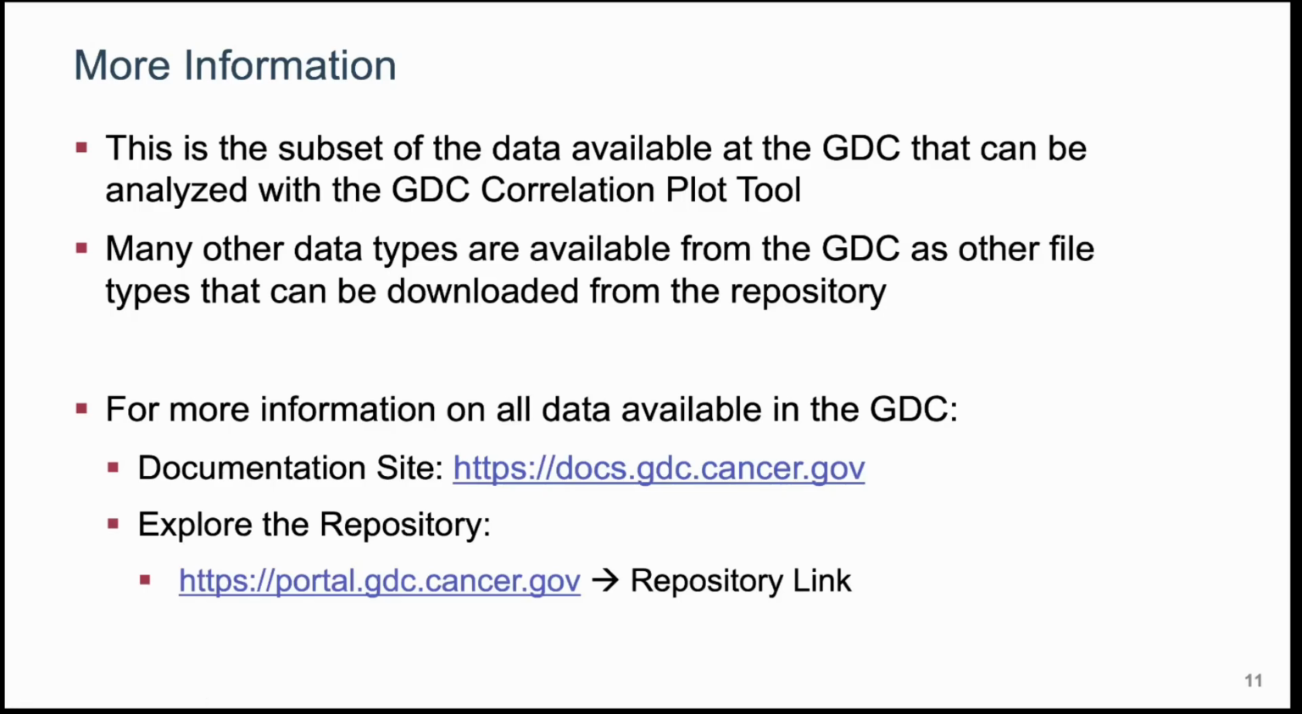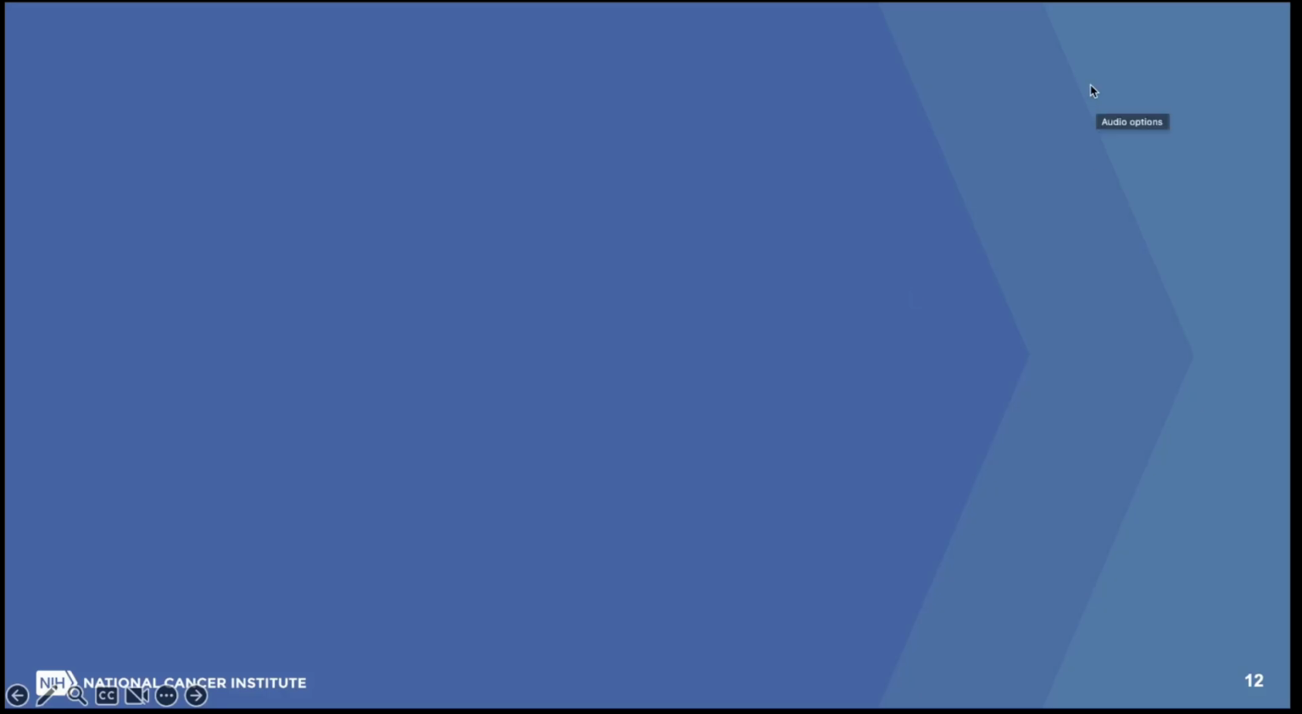Just to provide a little more information, everything that I showed you is a very small subset of the data available at the GDC, and this is specifically the things that can be analyzed with the GDC Correlation Plot Tool. There are lots of other data types available from the GDC, and you can download them from the repository. There are some other API endpoints, but for more information, we have a documentation site. There's a repository, and if we have time, we might show you some of those at the end. I also want to note that there are other webinars about data types, so if you're interested, go look those up. So now I will pass the presentation to Shin, who will give a demo on the correlation plot tool.